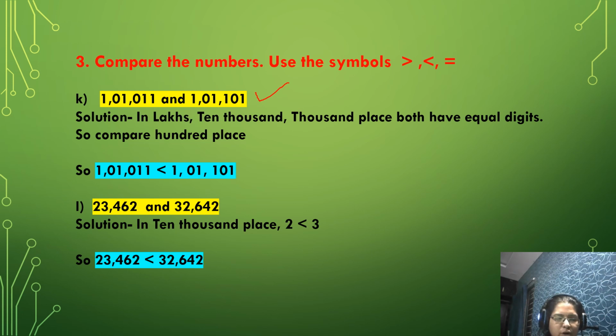So we move to the hundred place. In the first number the hundred place digit is 0. In the second number the hundred place digit is 1. We know 0 is less than 1. So we get 1,01,011 is less than 1,01,101.